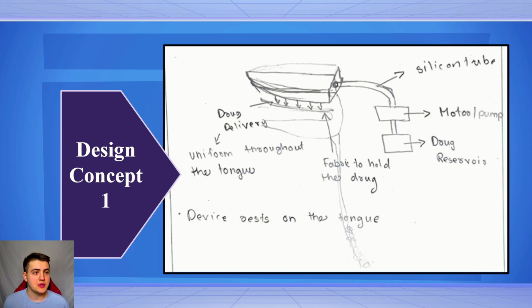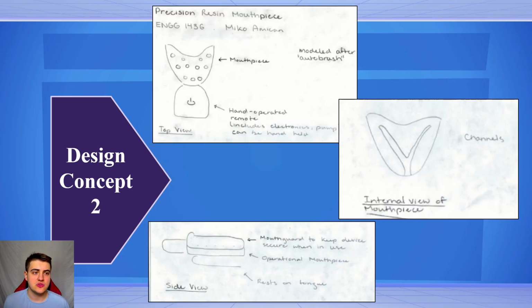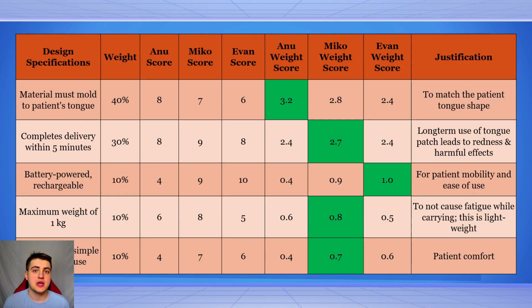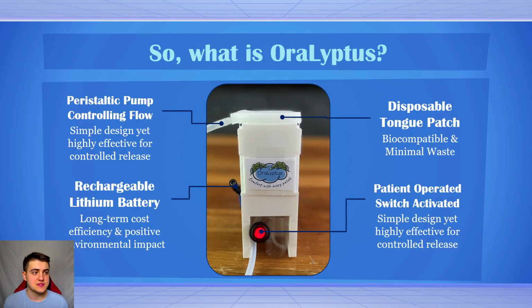Here's design concept number 1, design concept number 2, and design concept number 3. Each concept was developed by a member of our team, and the design specifications are outlined here, the best of which will be applied to the final product. So what is OraLyptus? It's a handheld medical device that treats oral mucositis on the tongue for patients that undergo chemo and radiotherapy.